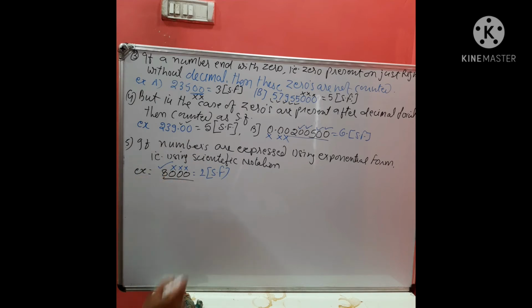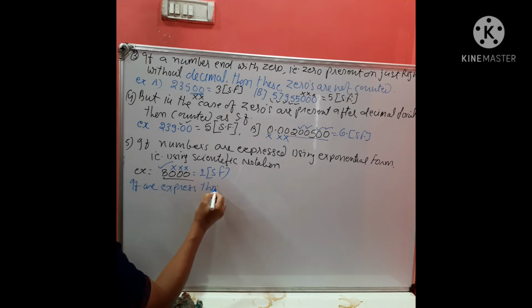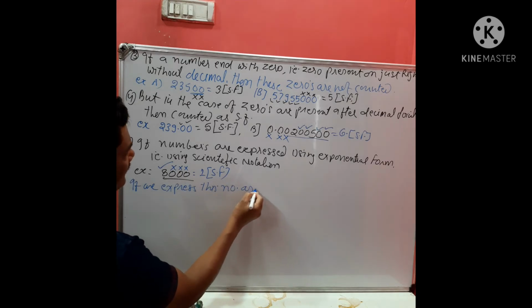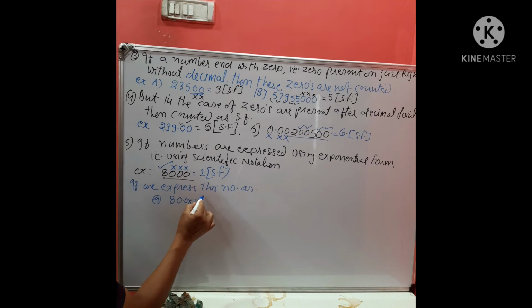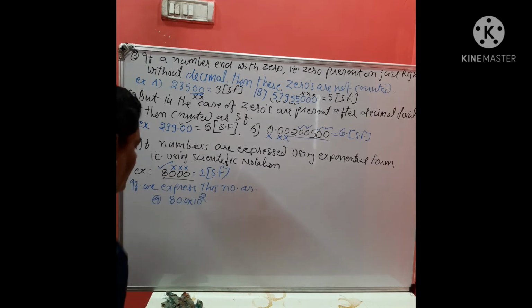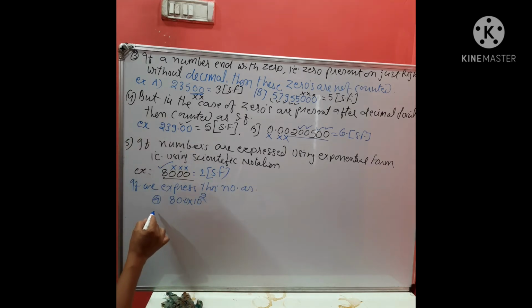without a decimal point. But if we express this number, we can express it as 80.0 into 10 to power 1, or we can express it like 8.0 into 10 to power 2.